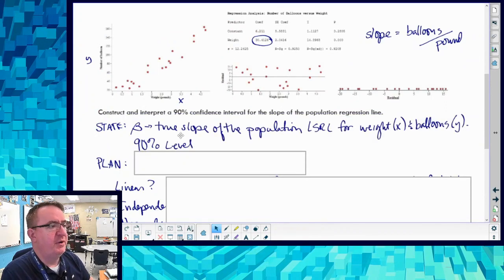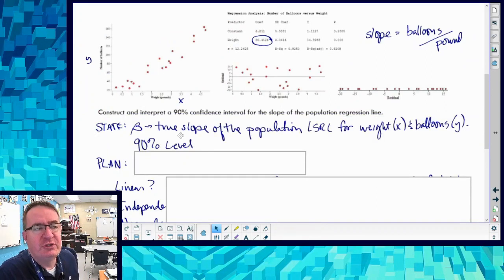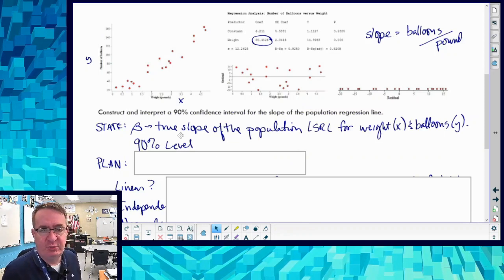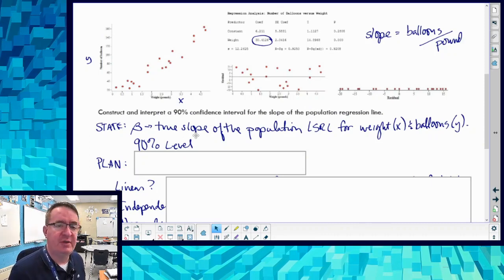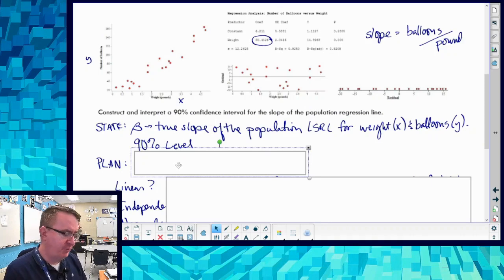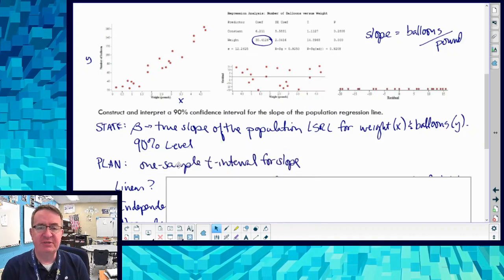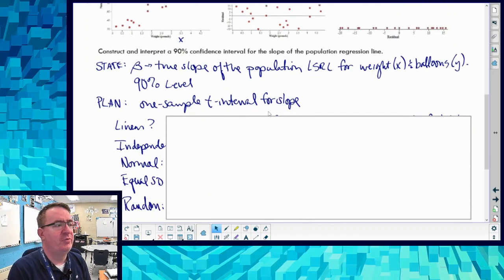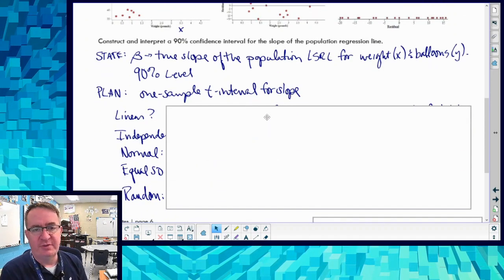So for the state part, beta is the true slope of the population least squares regression line for the weight and balloons. And make sure you say which one is X and which one is Y. And you're going to do it at the 90% level. So for the plan, we're calling it the 1 sample t interval for slope. And for your conditions, we're going to go through and hit each of these individually. So hopefully this will reinforce what we're doing.